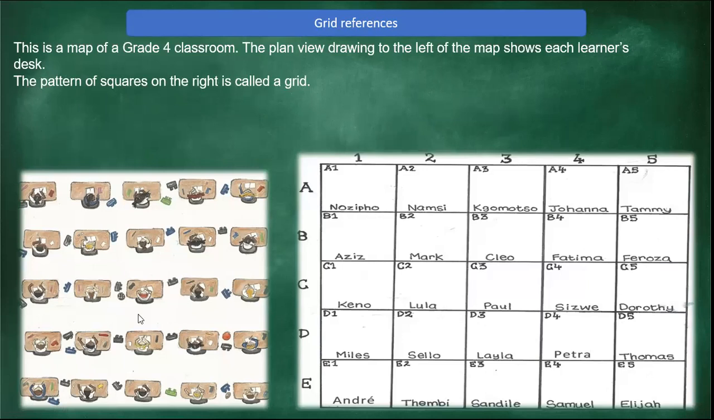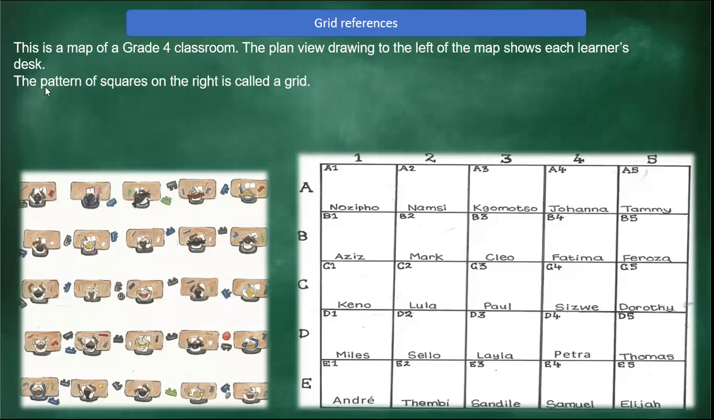In these pictures, on your left-hand side, we have the picture for the grade 4 classroom. As you can see, this is how you guys sit. They are practicing social distancing. So the plan view drawing to the left of the map shows learners in their desks. They are all in their desks.